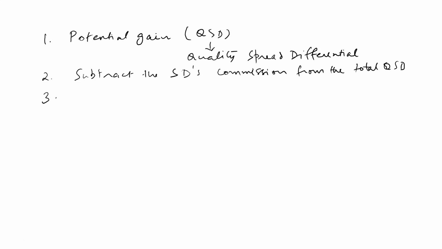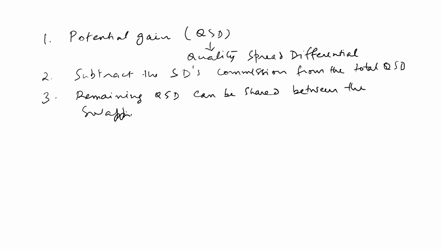So the remaining QSD can be shared between these swapping parties, right? We will use the numbers and calculate all this stuff just in a moment. I'm just writing down my thoughts here.